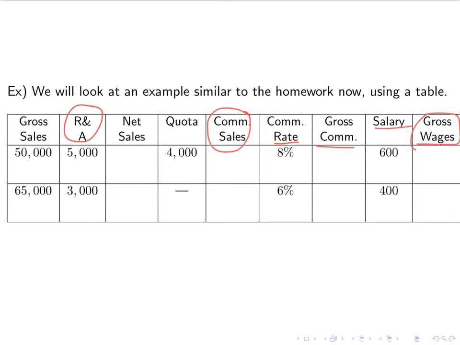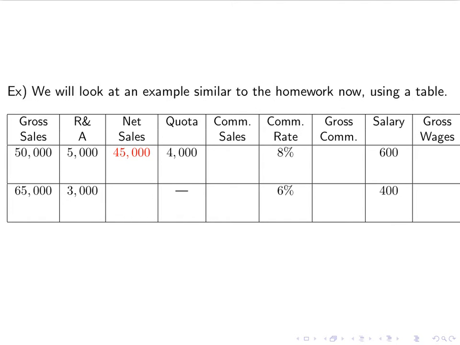So we're going to start off with our first one. We have gross sales of $50,000. So all these without a symbol are dollar amounts. I just couldn't fit it and have the table on here fully. So there should be dollar signs in front of these. But anyway, our gross sales is $50,000. Our returns and adjustments are $5,000. So to get the net sales, we need to subtract the two. So 50,000 minus 5,000 gives us 45,000. So that's our net sales.